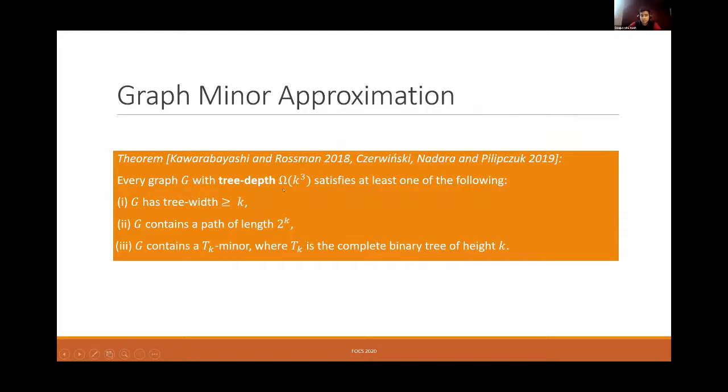So is your question why you cannot improve this theorem itself to something better than k cubed? Yeah, why not? Because you have counterexamples for that. You can construct graphs whose tree depth is, let's say, k squared, which satisfy neither of these three. Okay. Maybe you can add other cases to account for that. Maybe you can improve it a bit, but I understand you cannot close the gap here. Exactly. Okay.